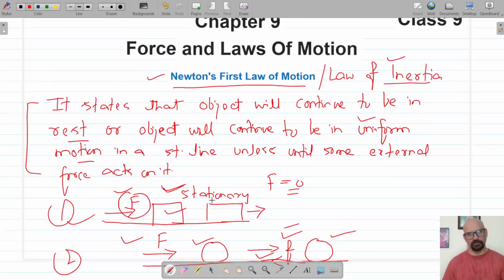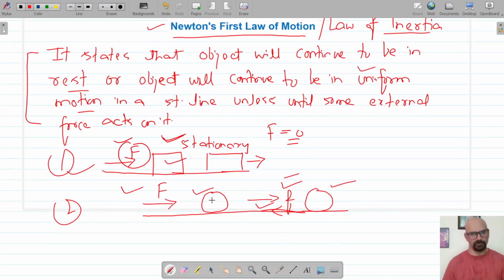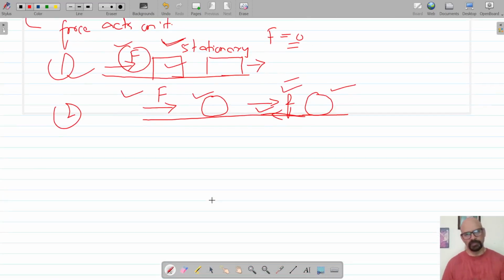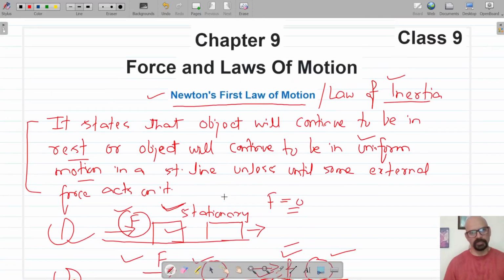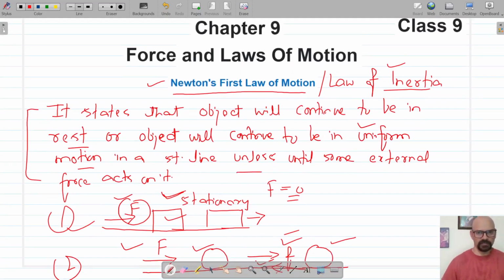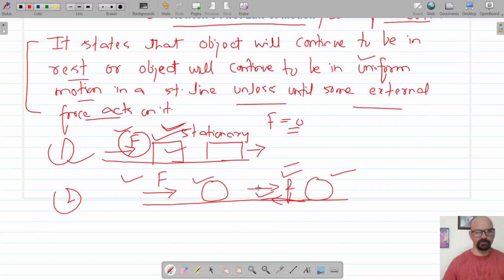So this is Newton's first law of motion, which is also called the law of inertia. Basically, it exhibits the inherent property, that is the inertia of rest, inertia of motion, and inertia of direction. So unless and until some external force acts on it, the object will continue to be at rest or will continue to move in a straight line. Here the force which stops a moving object is the force of friction.